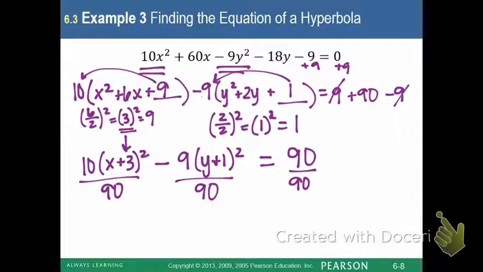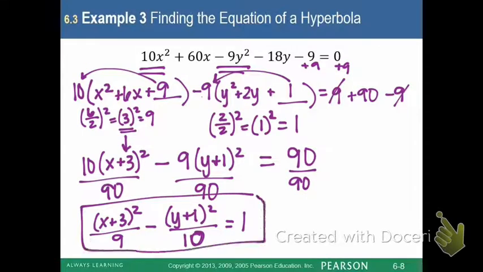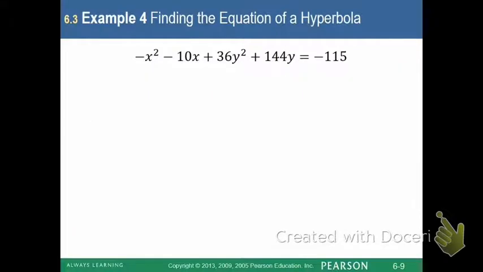Okay. So when I simplify here, I'll get x plus 3 squared over 9 minus y plus 1 squared over 10 equals 1. And there is my hyperbola. All right. Last one like this.